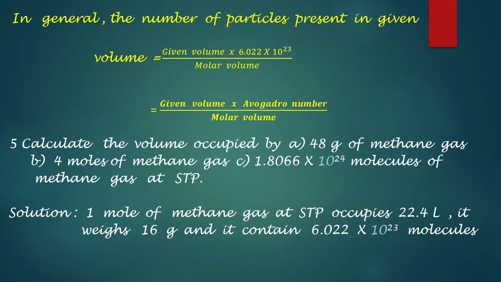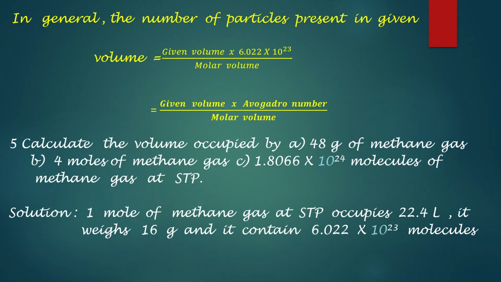Calculate the volume occupied by A. 48 gram of methane gas, B. 4 moles of methane gas, C. 1.8066 into 10 power of 24 molecules of methane gas at STP. Okay. Now in this problem there are three parts.